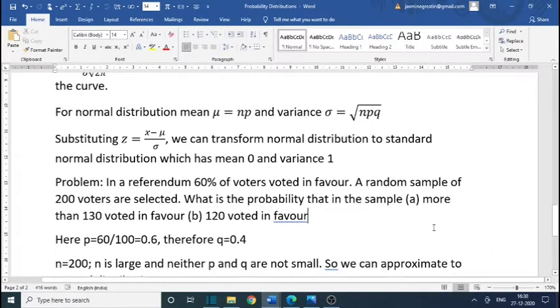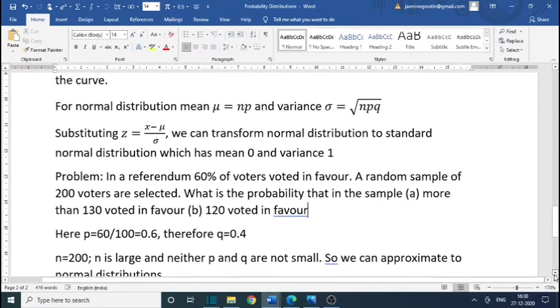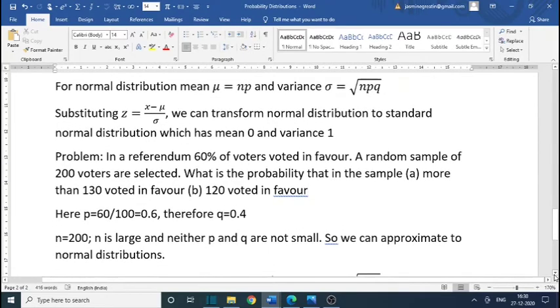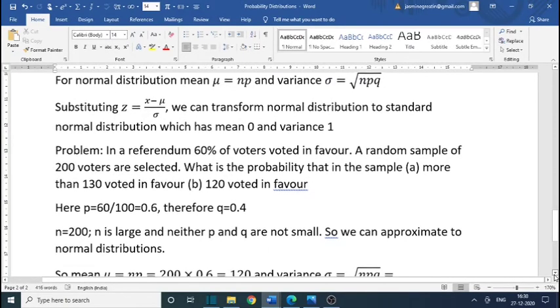So here given that 60% voters voted in favor. So P is equal to 60 by 100, which is equal to 0.6. So Q is equal to 1 minus P, which is equal to 0.4. And given that 200 voters are selected, so N is equal to 200. So N is large, neither P nor Q is small. So we can approximate the given distribution to normal distribution.